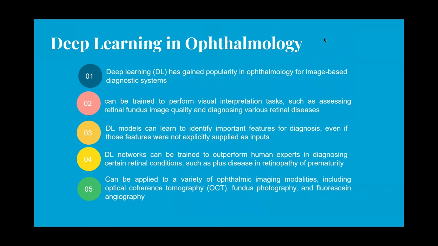Coming to deep learning in the field of ophthalmology, deep learning in ophthalmology is mainly for image-based diagnostic systems. Deep learning systems have been trained to perform visual interpretation tasks such as assessing retinal fundus images as well as diagnosing various retinal diseases. One of the major strengths of DL models is their ability to identify important features for the diagnosis, even if those features were not explicitly supplied in the inputs. This makes DL extremely powerful for ophthalmology.